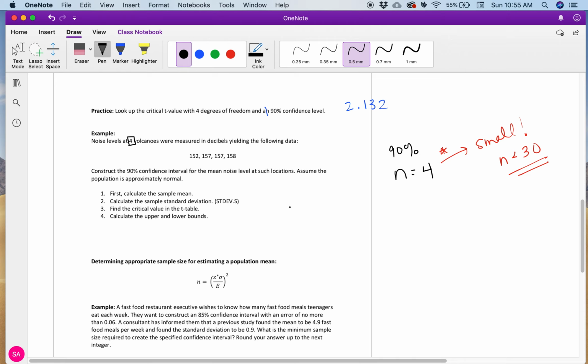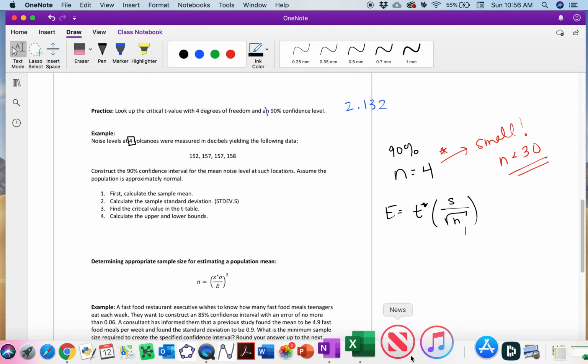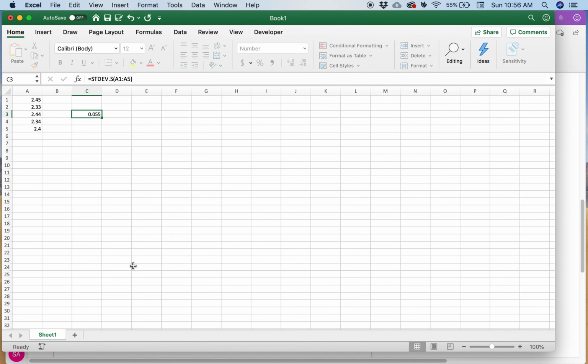Okay. So they're also not giving us all the other information we need, right? We have to calculate the error, which is t star times s divided by the square root of n. Well, t star we can figure out in a moment by looking at the t table, but we also need the sample standard deviation. So you're going to have to break out Excel for problems like this.